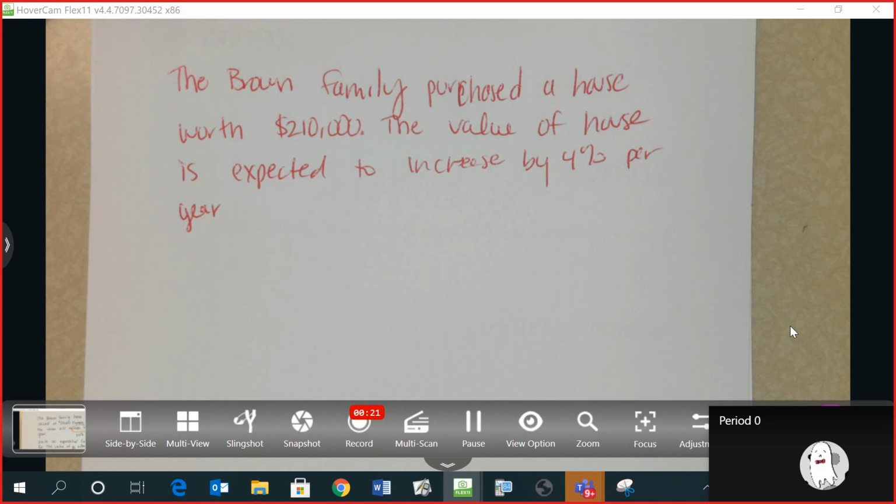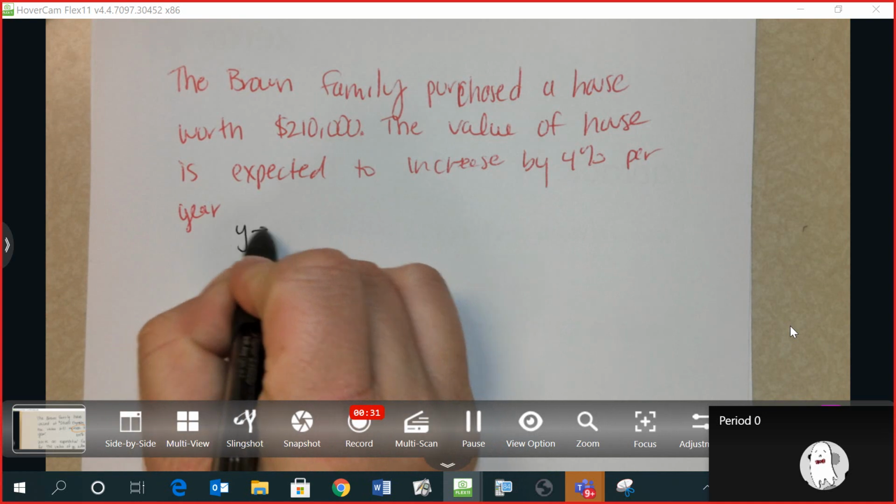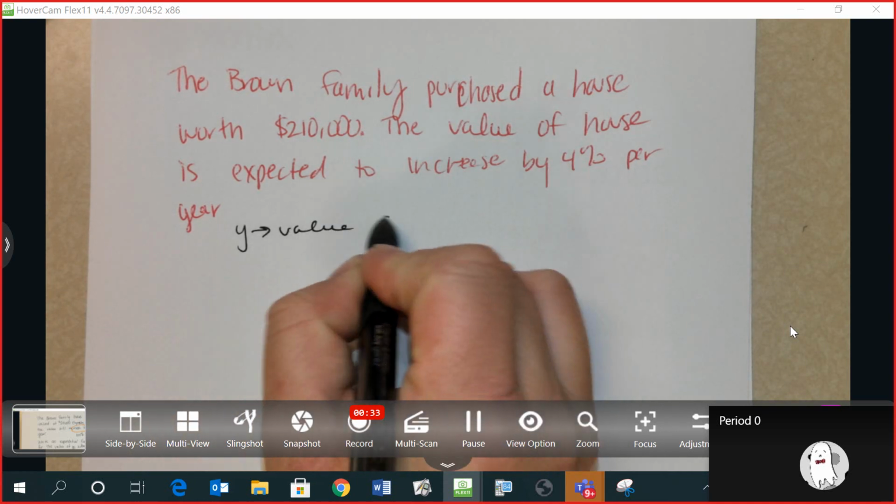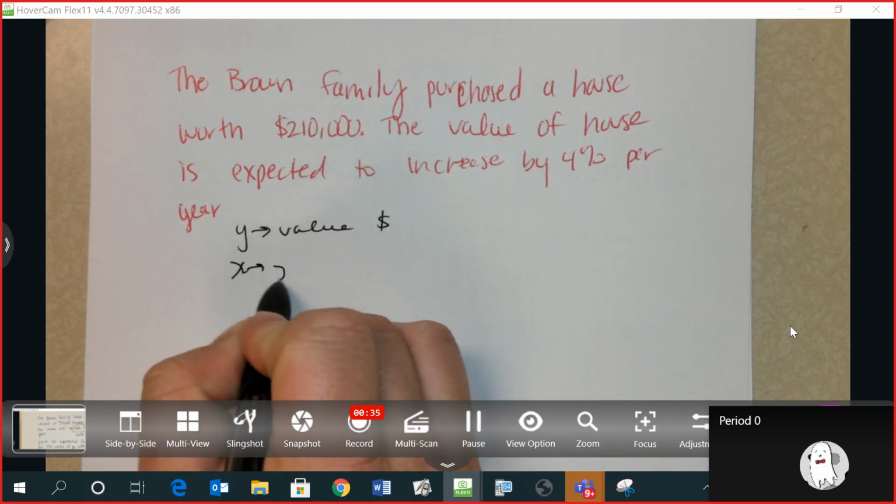So we are expected to write an exponential function where y is the value of the home and x represents how many years, after how many years. Y is the value, so y is in terms of money, and x is in terms of years.